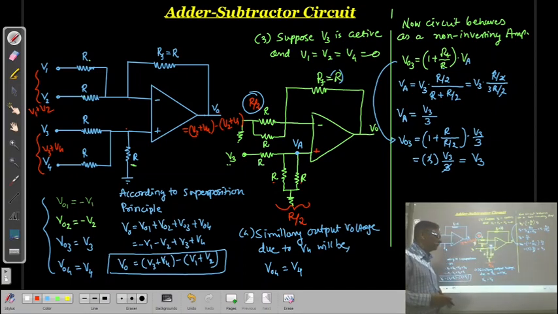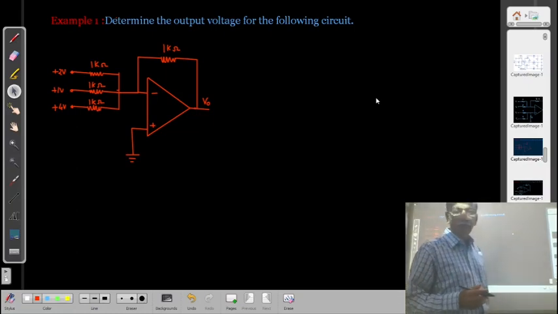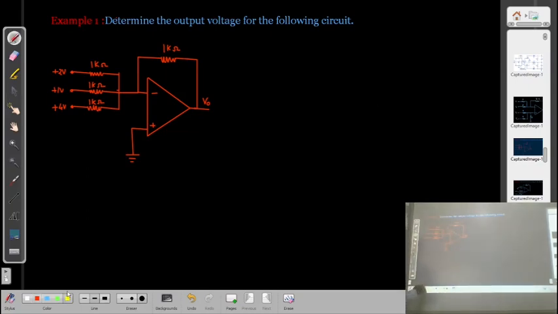Now we will have some numericals. So example number 1. Determine the output voltage for the following circuit. So here you can see that we have a kind of summing amplifier, but is it an inverting summing amplifier or a non-inverting summing amplifier? And you can see that whatever the voltages are there, all the voltages are given to an inverting terminal.